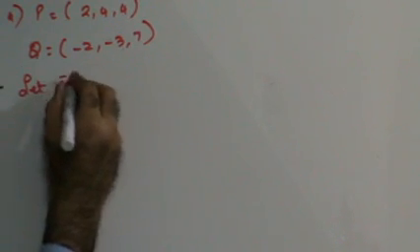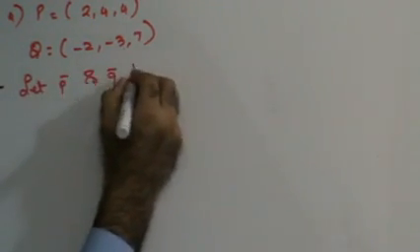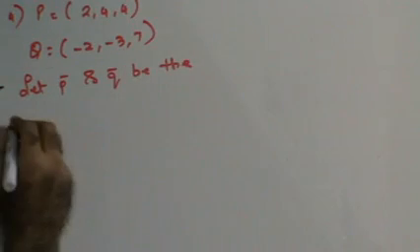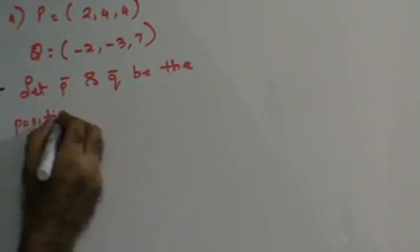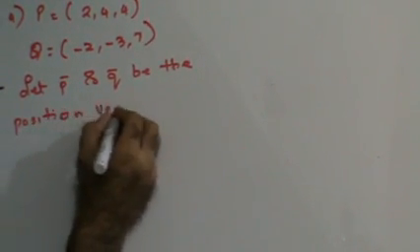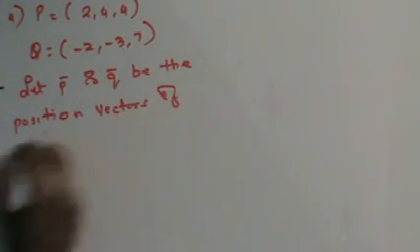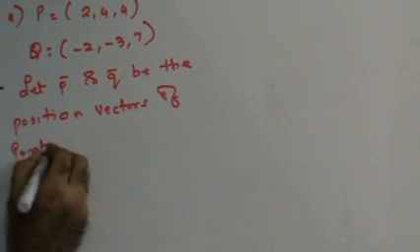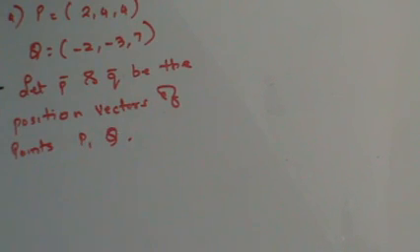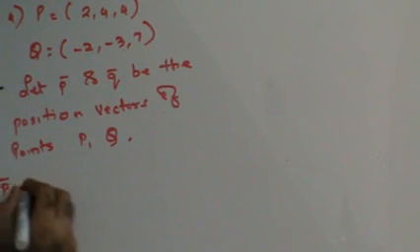Now you will say let P vector and Q vector be the position vectors of points P and Q. When I was explaining the theory of the chapter, I had explained what a position vector is. A vector which is drawn from the origin to a given point is called a position vector. It represents the position of the given point in the coordinate system. So how will I write P vector?